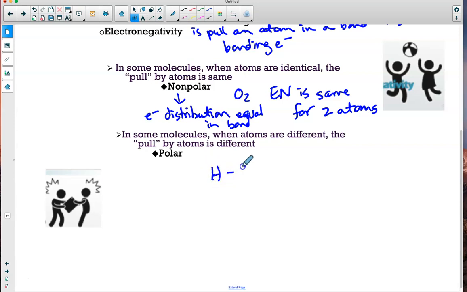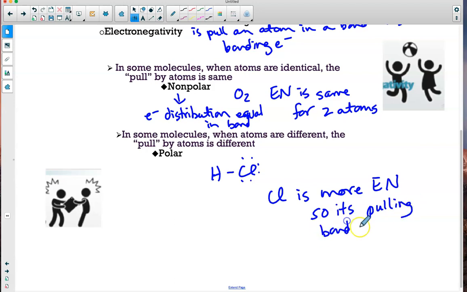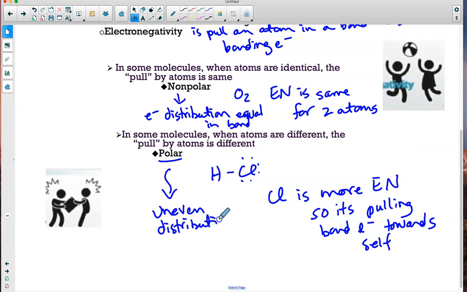But if I have something like HCl, which would look like that, the chlorine is more electronegative. So it's pulling the electrons in that bond to itself, which results in a polar bond, which is an uneven distribution of the bonding electrons. And we can show that by drawing an arrow where the arrowhead points towards the more electronegative element.